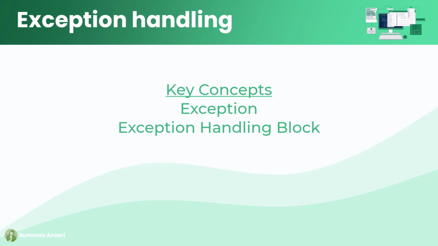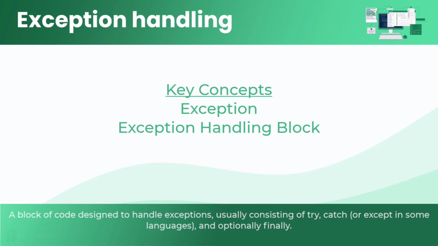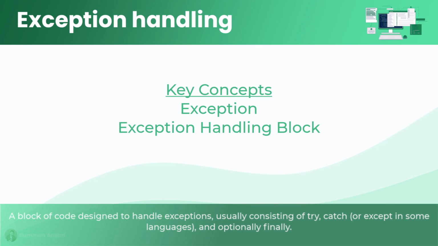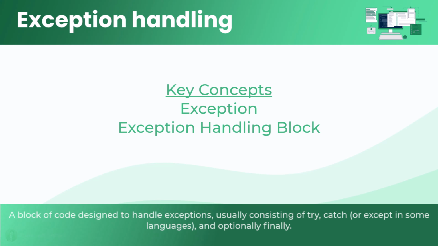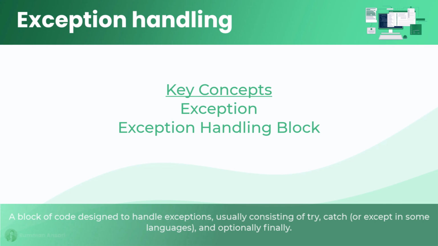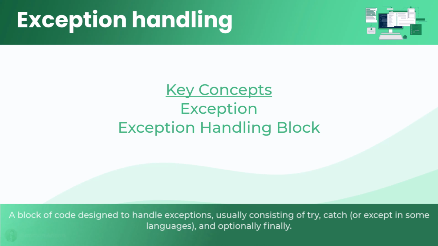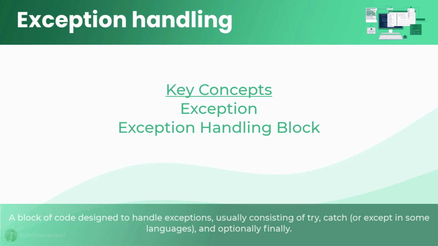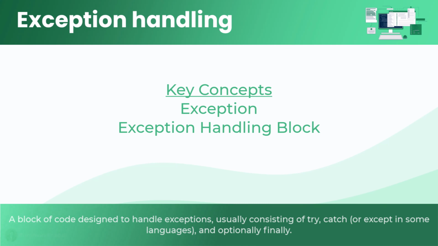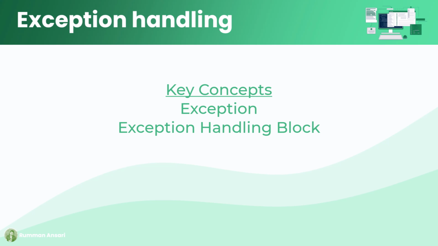The second key concept is that whenever you are handling an error, you need to write a block of code to handle that particular exception. That is the exception handling block. It is nothing but a block of code designed to handle the exception. Usually it consists of try and catch. In some programming languages, instead of catch there is except. And optionally you can use another block, the finally block. You can use that or not, based on your requirement.